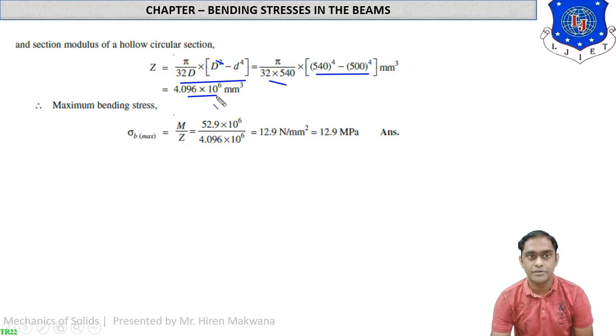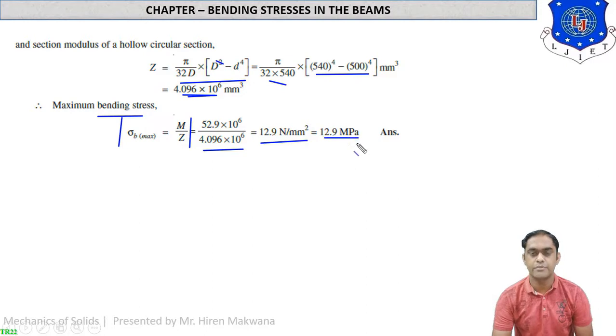Now we want to find the maximum bending stress. So what is the equation for bending stress? Sigma B maximum is equal to M by Z. M means bending moment, which we have calculated earlier, 52.9 × 10⁶. The section modulus we have just calculated, 4.096 × 10⁶. So the answer will be 12.9 Newton per mm². So it will be 12.9 megapascal. So this is the final answer for the bending stress.